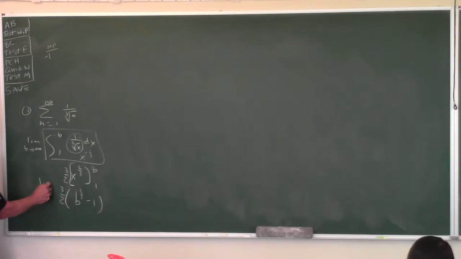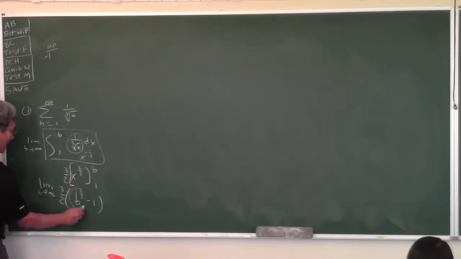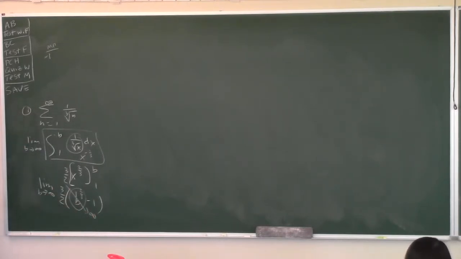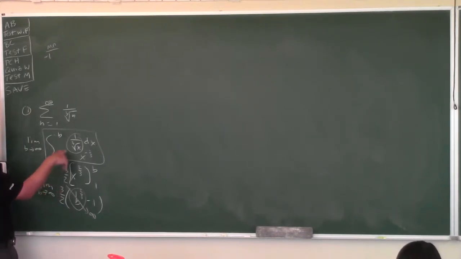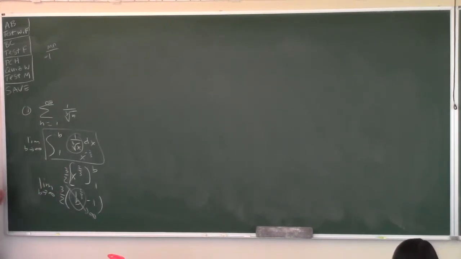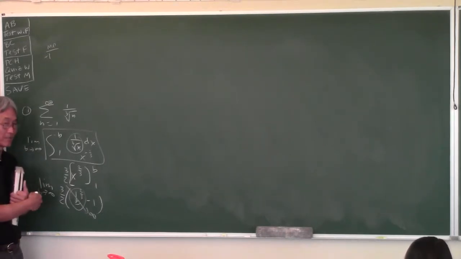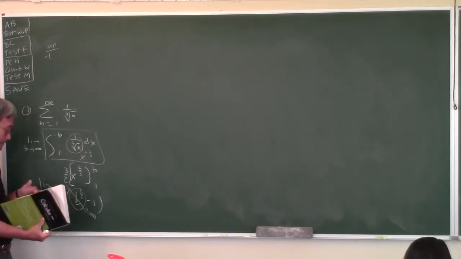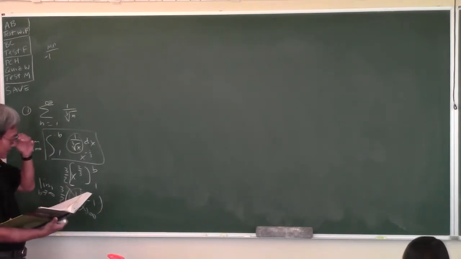Okay, now what would happen if you take the limit as b approaches infinity? What happens to that? That goes to infinity. So this thing diverges to infinity. Either they both converge or both diverge. This one diverged, so the other one diverges as well. But in real life, you would just say it diverges because of the P series, P is less than or equal to 1. Okay, what's the next problem on my side?